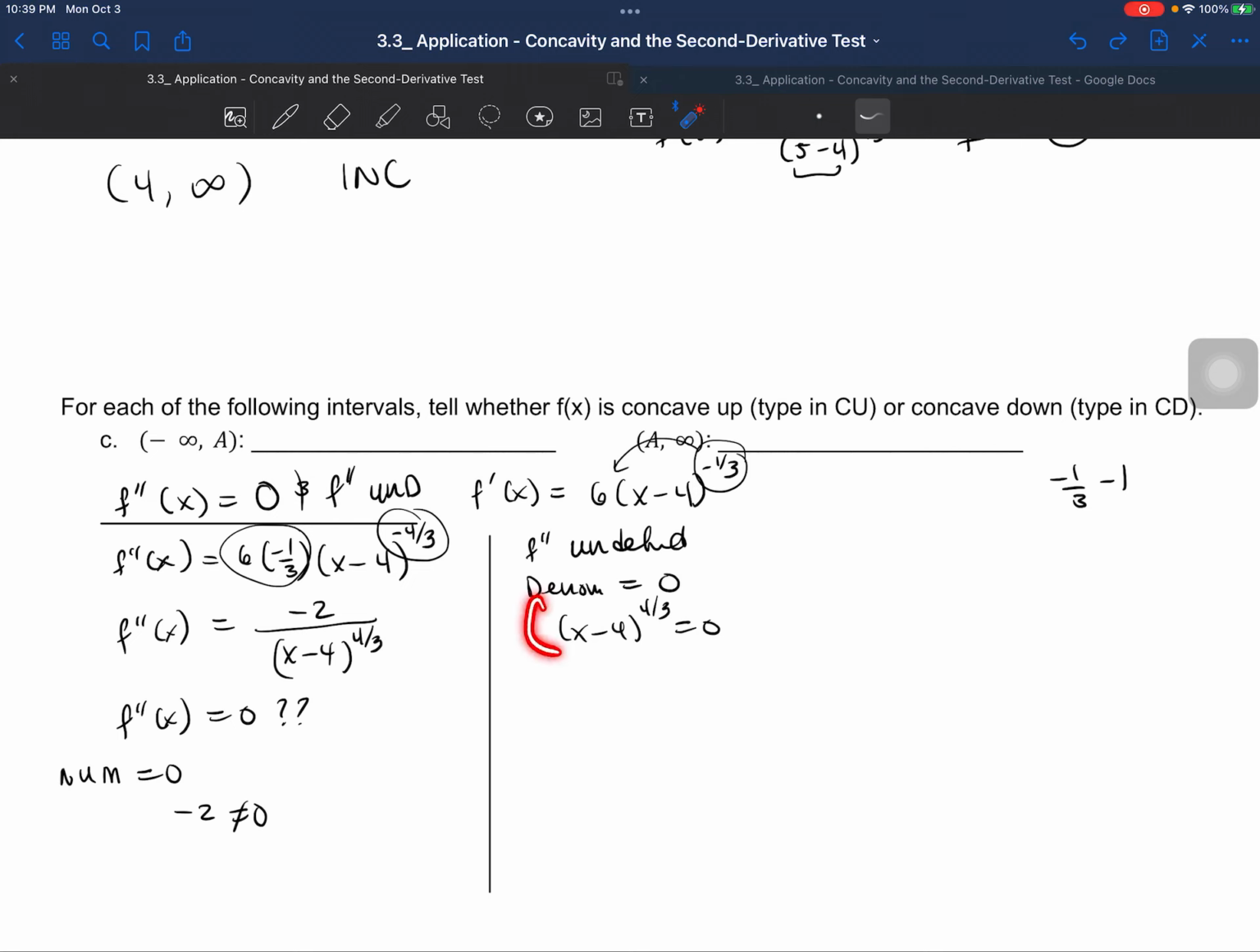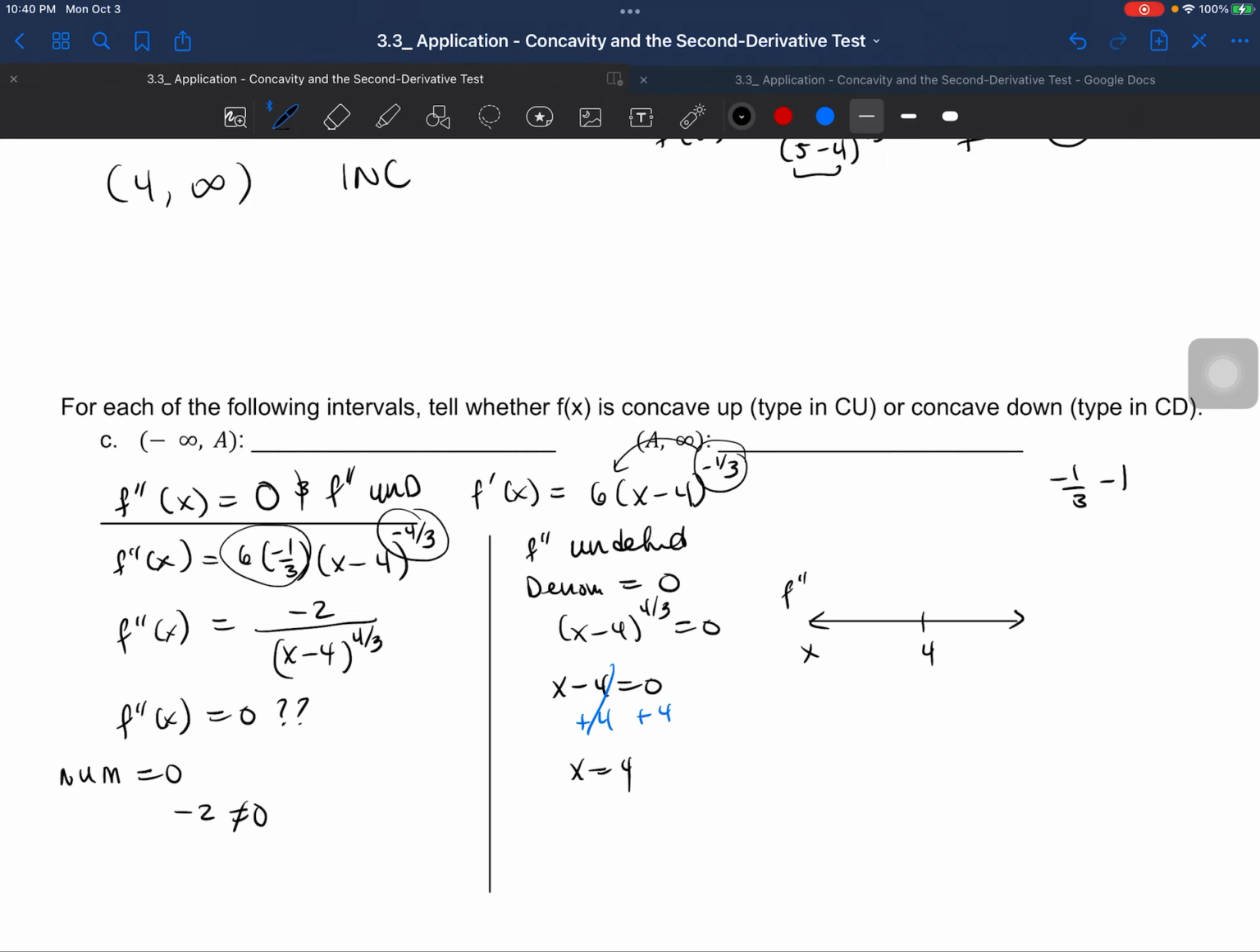Or you can just raise this to the power of 3/4, and that will give us x minus 4 equals 0. So anyways, we can add 4, and we end up getting x equals 4. We're going to use that on a number line to help us break up the number line. So let's try that here.